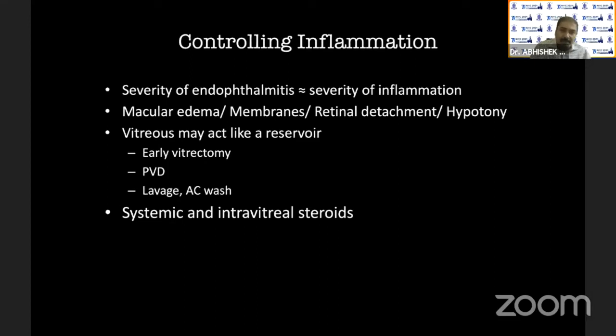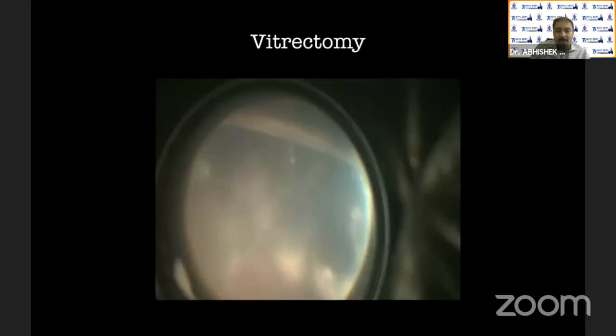So vitreous acts as a reservoir. That's why early vitrectomy with a PVD induction and a vitreous lavage multiple times, sometimes AC wash, is essential to reduce the inflammation, and systemic and intravitreal steroid need to be given fully as and when required.